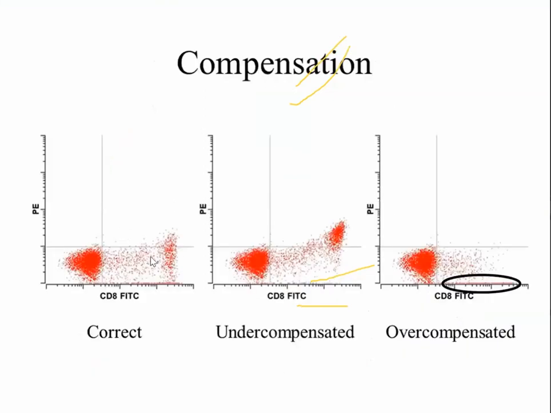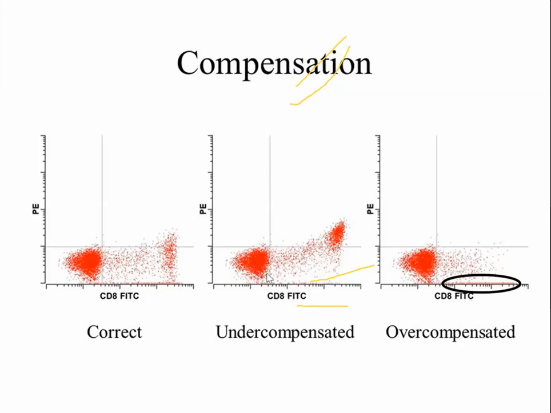So, see, this is compensation. This is correct compensation. And similarly, when you're compensating, there is a chance you can do an undercompensation and overcompensation. So you need to be doing it correctly. You find this is correct compensation. If you undercompensate it, that means you have not brought this population still down.